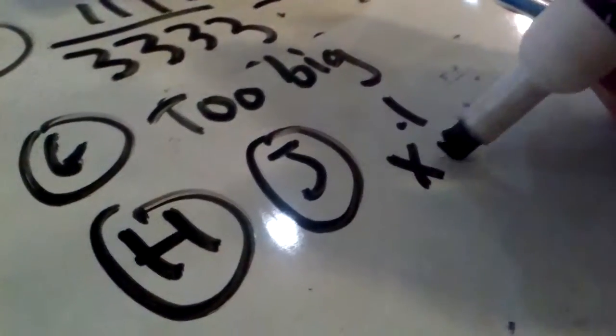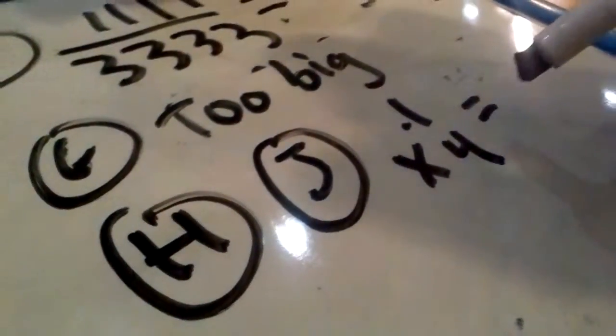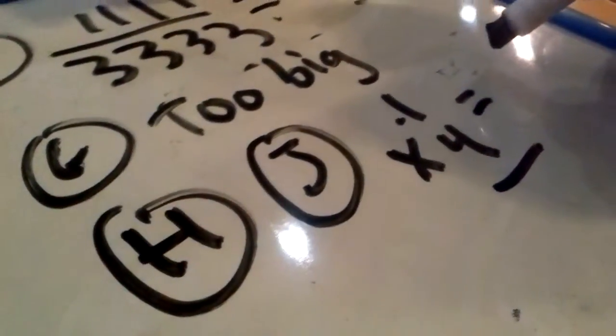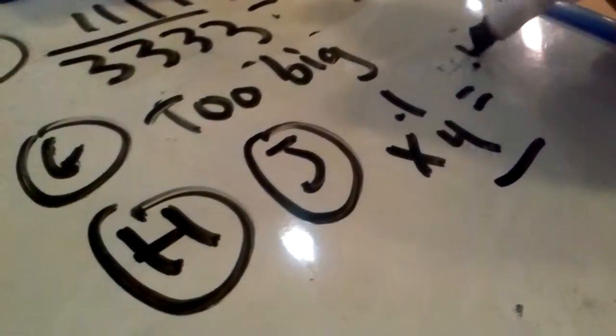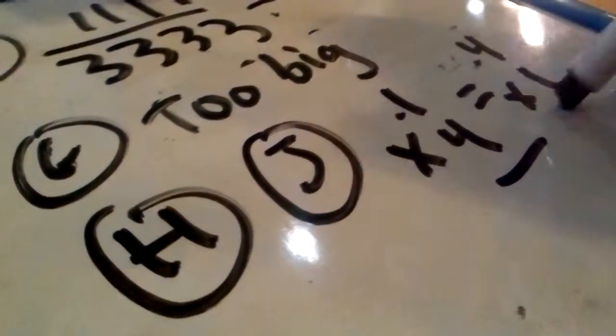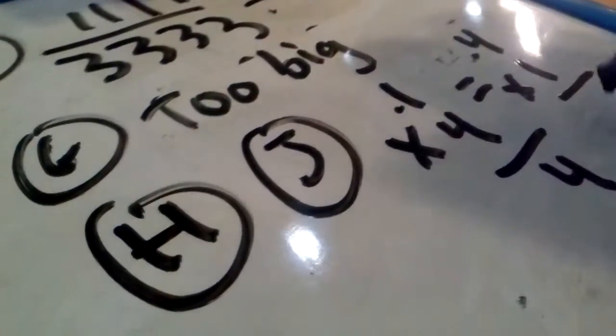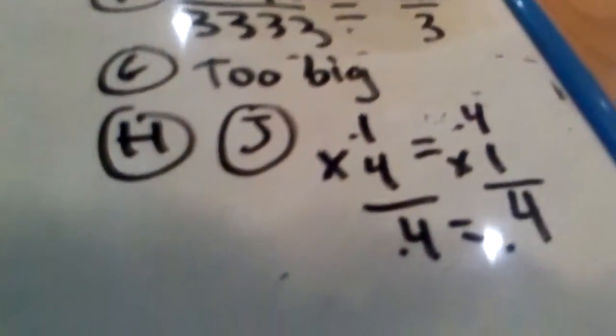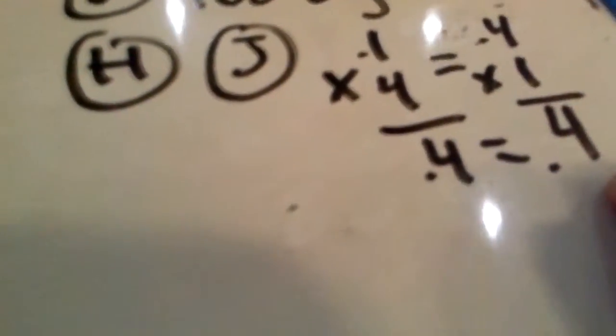Alright, and then let's try H and J together in one place. Now the reason I'm putting them together is because they equal the same thing. 1.1 times 4 equals the same thing as 0.4 times 1. They both equal 0.4, see? So these are equal to each other.